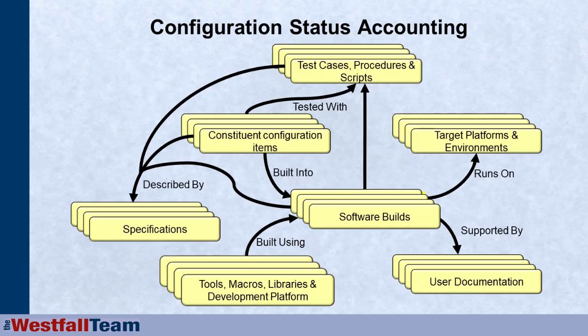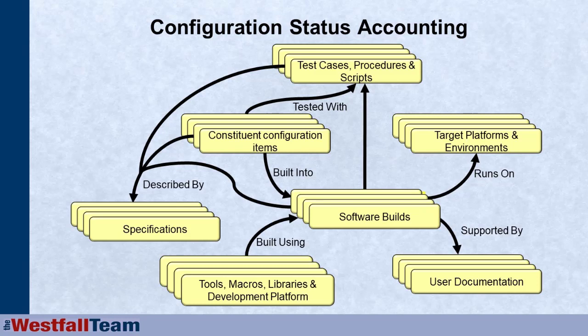So what we're looking at in our configuration status accounting records is, does each software build as we are building it throughout the process, and definitely the ones at the end of the process that are going into the field, were they built with all the correct constituent configuration items? The right versions and revisions of the components were built into the builds. They were tested with the appropriate test cases, the test procedures, the test scripts. Each individual component was tested.